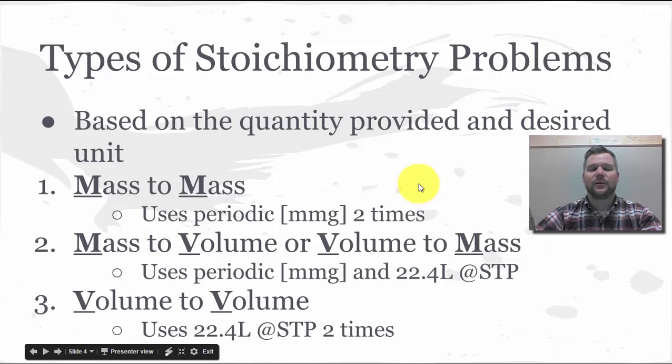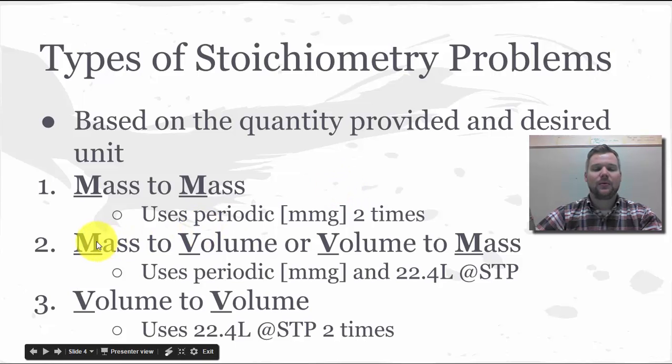For our class, we look at 3 different types of stoichiometry problems, and it's based on the units that we are provided in the text of the problem and the units that we're being asked to find in the text of the problem. So we have mass-to-mass problems, and when we have a mass-to-mass problem, we're going to use molar mass in grams off the periodic table 2 times. So that's a skill that you learned in your mole unit, which was either unit 3 for honors chem or unit 7 for regular chem, and then unit 3 for chem fundamentals.